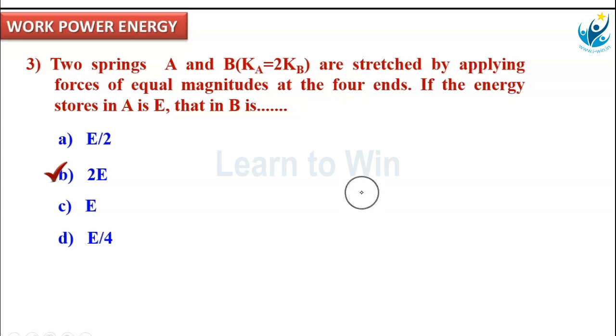Energy U is equal to half kx square. Kx can again be written as F, so the same energy can be rewritten as U equal to kx into x by 2. Kx is F, so half F x, half into F into x. But here the formula contains k terms, which means F square by 2k is also a formula for the energy stored in the spring. Use that formula and try this problem.